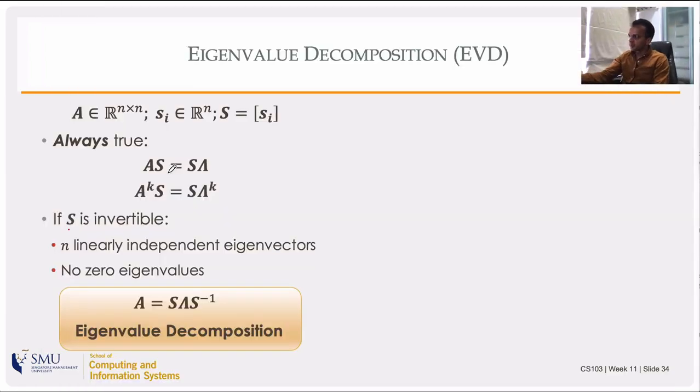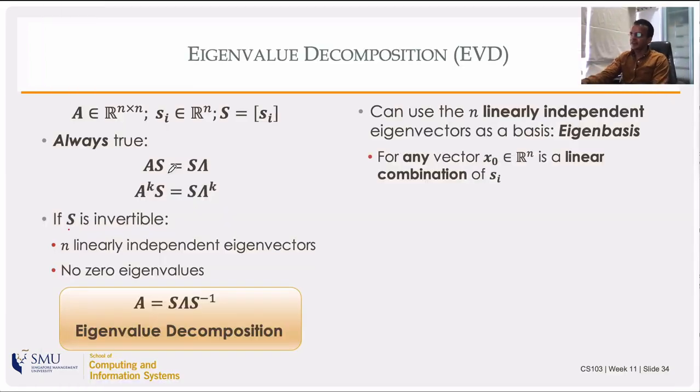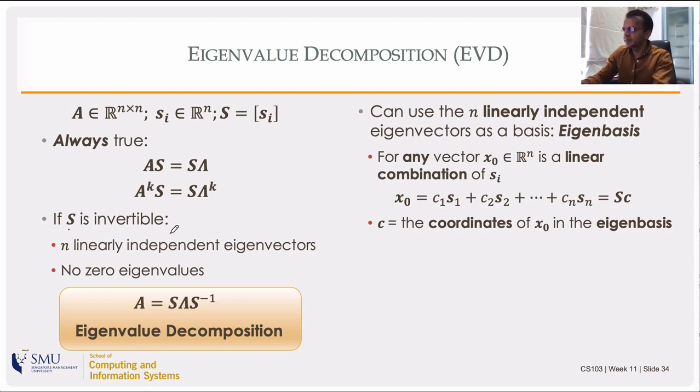So that decomposition is possible if S is invertible. If you can find the linearly independent eigenvectors, then you can write that, and you can also use them as a basis. So there is a nice basis called the eigenbasis. Any vector in Rn, because I have n linearly independent eigenvectors, can be expressed as a linear combination of the eigenvectors. If I call that linear combination with scalars Ci, then x0 is just the matrix S times C, which is a vector. That vector C would be the vector x0 expressed in the eigenbasis.